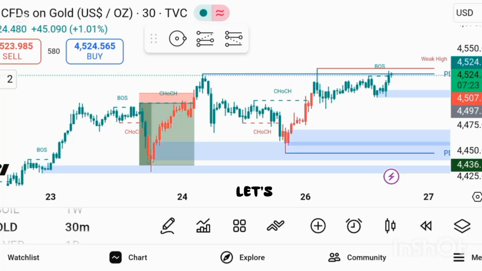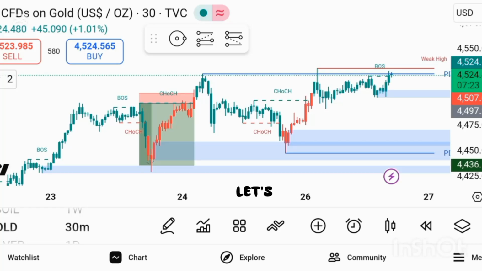Now, let's talk about market strength. Price is currently trading above the previous day high. This is a very important detail. Trading above the previous day high tells us that the market has accepted higher prices. It also tells us that sellers are weak at the moment. As long as price stays above the main demand zone, we should focus on buying opportunities only.